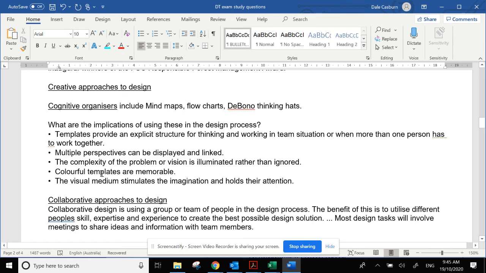Things like colourful templates can be memorable if you're sharing it with other people or just for yourself to trigger, this goes here, this goes there. And using visual medium can stimulate imagination and hold the attention of a group that you're working with, maybe if you're brainstorming or if you're showing that to somebody. So cognitive organisers, there's a good chance that could come up in an exam.